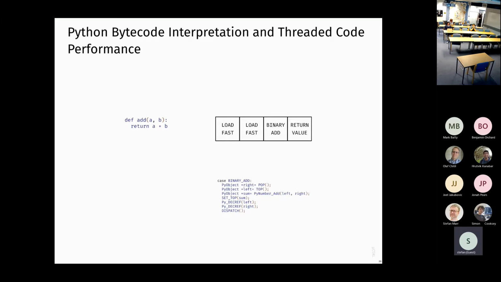You can clearly see that this is an untyped or typed generic instruction. So you're popping the right argument from the stack. You take the left argument as the top of stack element, and then you're calling some generic PyNumber_Add function with left and right to get the sum, set the sum, have some reference counting, and dispatch. So this is like the classical CPython implementation for a binary add. And if you look in the JavaScript implementation, it's a little bit more refined, but it's roughly the same stuff.